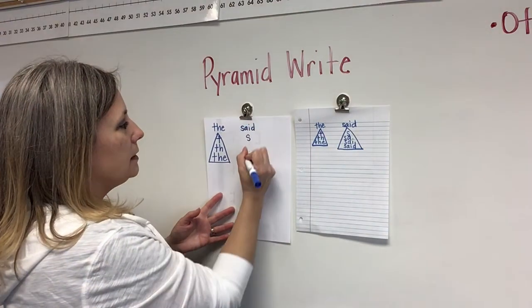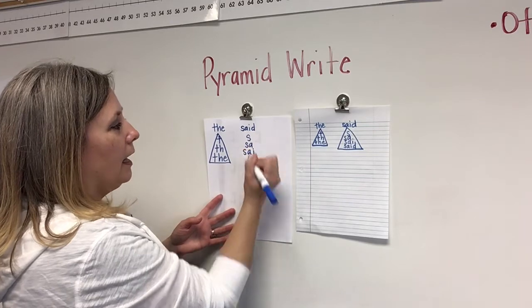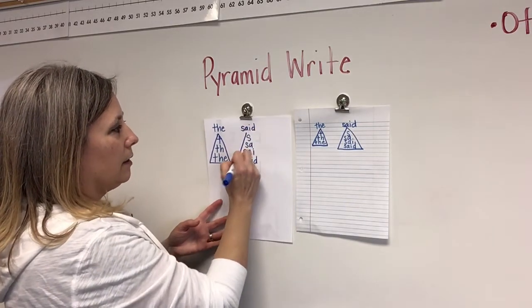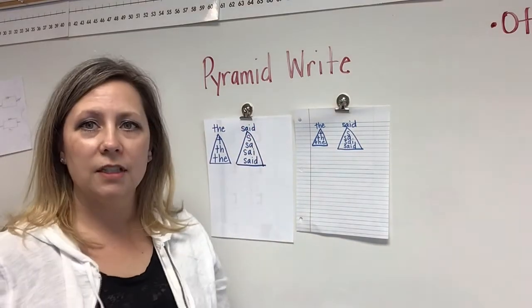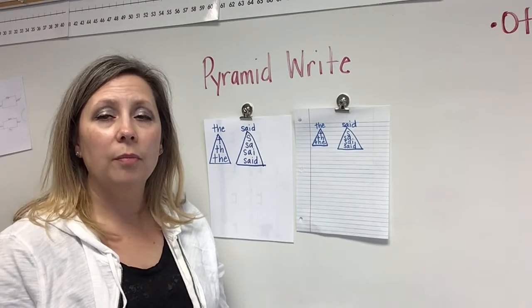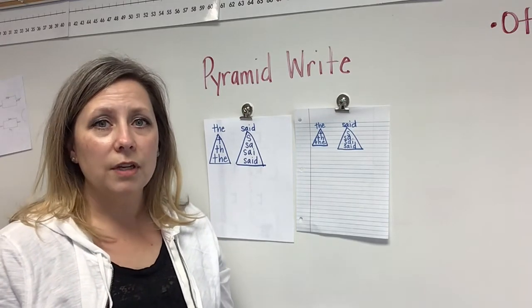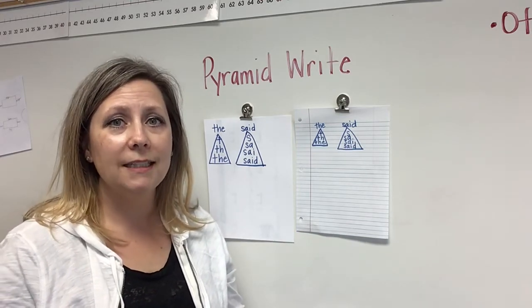So we're going to write S, and then S-A, S-A-I, and then S-A-I-D. And then we're going to write our pyramid over the top of it, just like so. This is what we call pyramid write. This is what you are going to be working on throughout the school year, and this is just one way of doing it. If you have any questions on it, please contact your teacher.